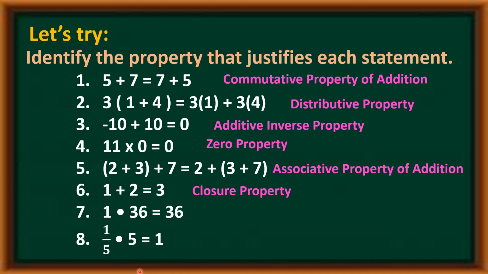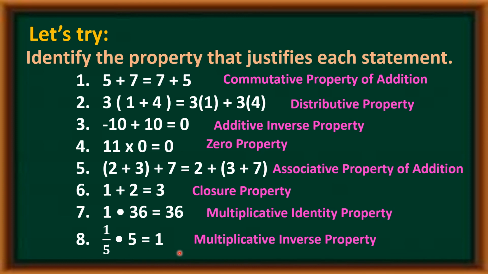Sa number 7, we have 1 times 36 is equal to 36. Kung sino yung nasa question natin, yun din yung ating resulting. So that is identity or the multiplicative identity property. Number 8, we have 1 over 5 times 5 is equal to 1. So this is inverse because 1 over 5, kapag nireciprocal mo yan, that is 5 over 1 or 5. So number 8 is multiplicative inverse property.